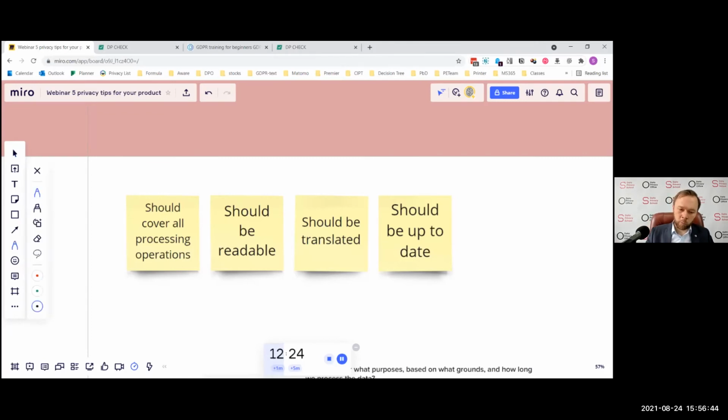This is the great minus for the privacy notice generators. They usually don't cover all the processing operations. There is one exception that I know, and I'll tell you later about this exceptional privacy notice generator. But let's go further. The second requirement is that the text should be concise, readable, and easy to understand for anyone, including people without legal education or technical skills.